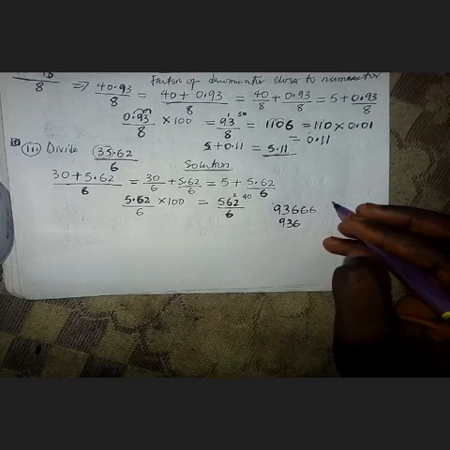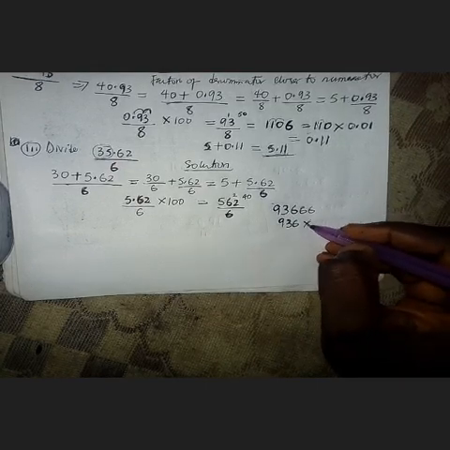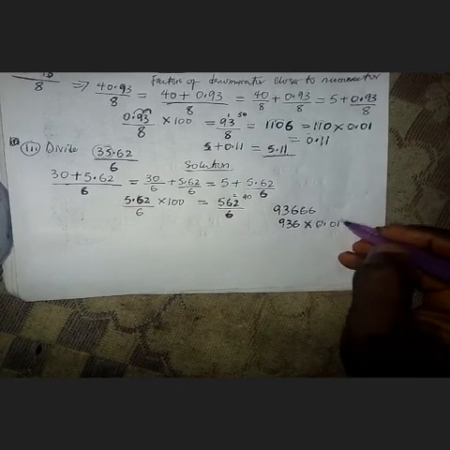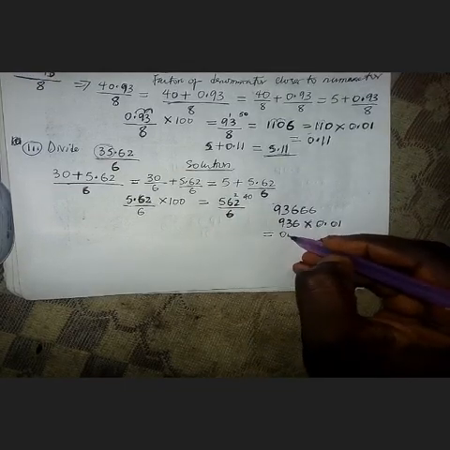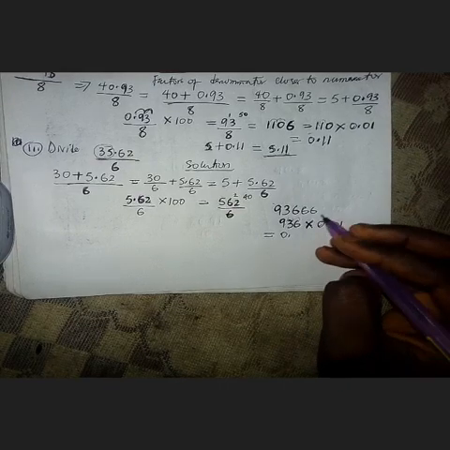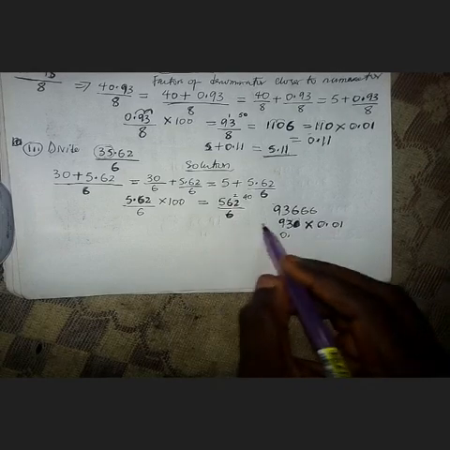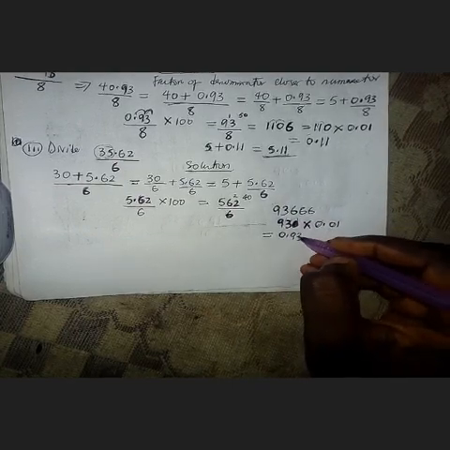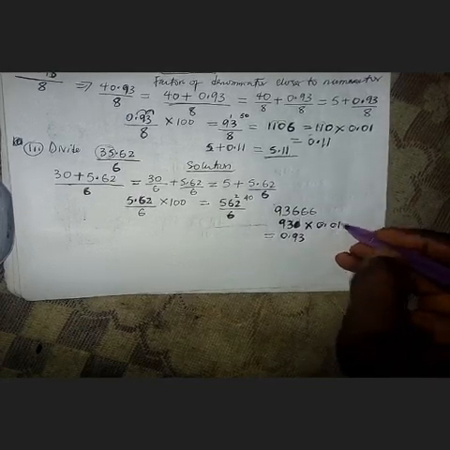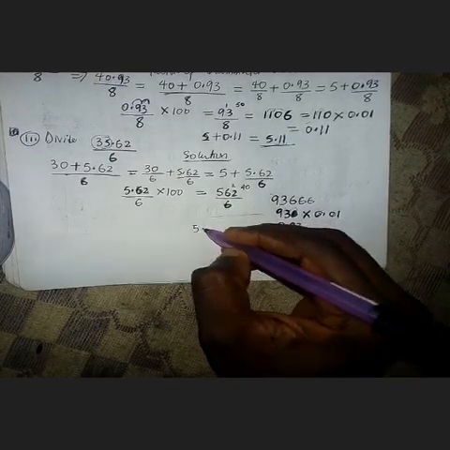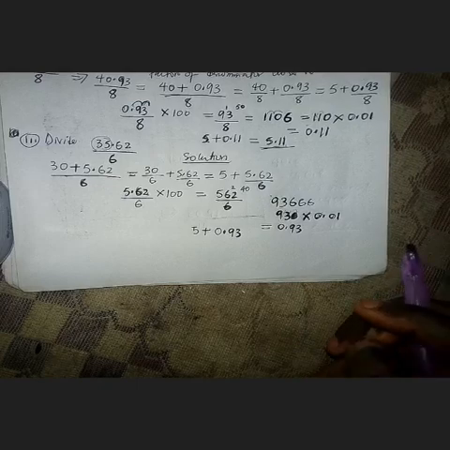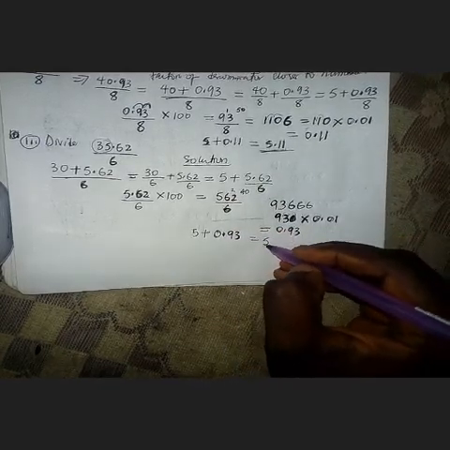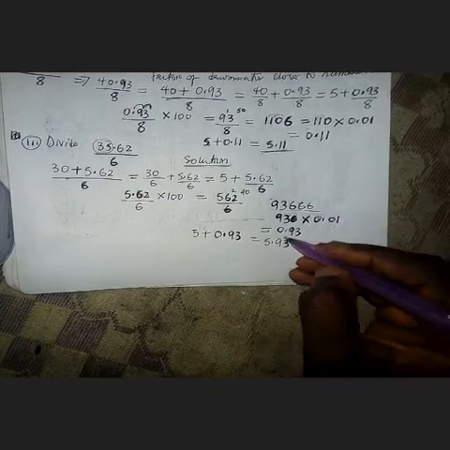So we multiply it by 0.01. No, this one will not be there, because the other parts will also be competing with this. So the best thing is to leave it in 2 decimal numbers. So 0.93. So 5 plus 0.93, that will be 5.93.